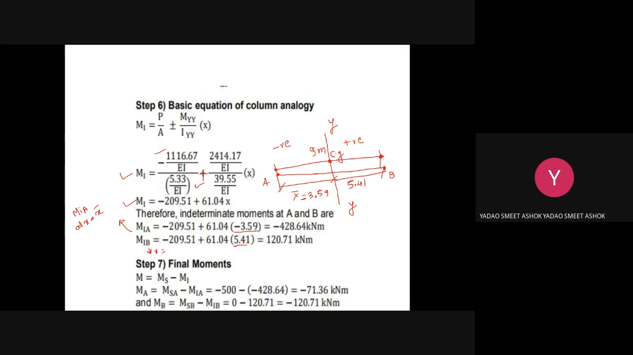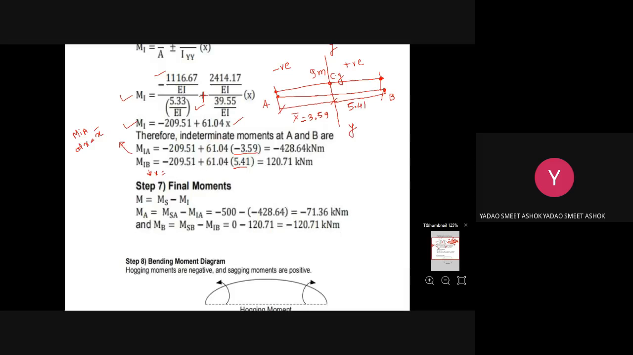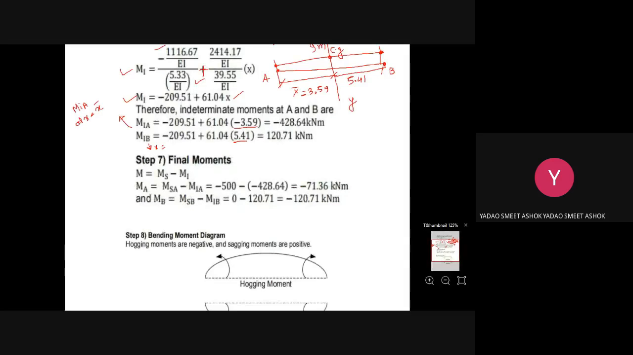Okay, so you have to put this value in the equation here. You'll get the indeterminate moment at A and the indeterminate moment at B. Then after that you can find the final moment, that is M equal to Ms minus Mi. So MA is equal to MSA minus MIA, and MB will be equal to MSB minus MIB.